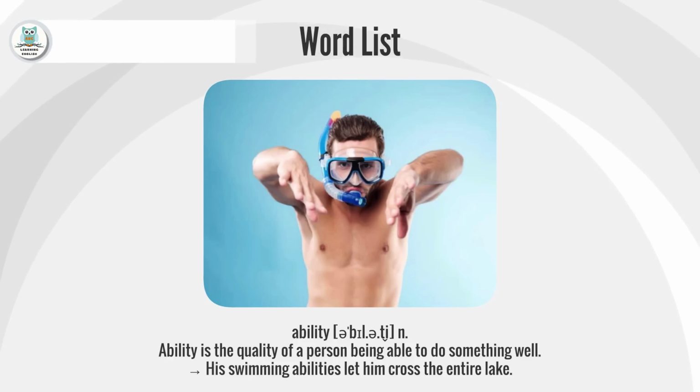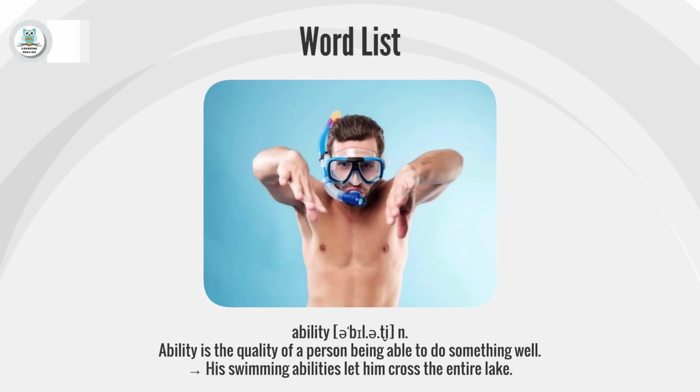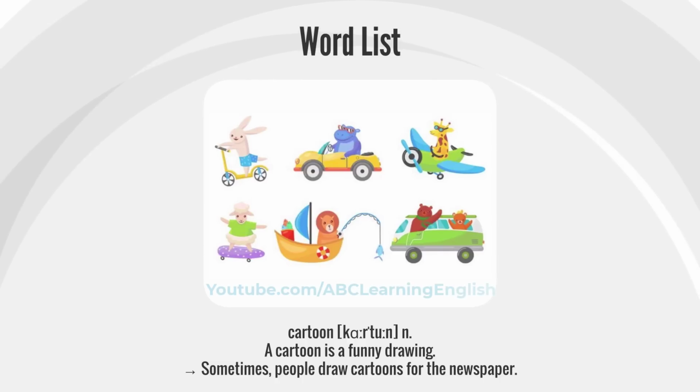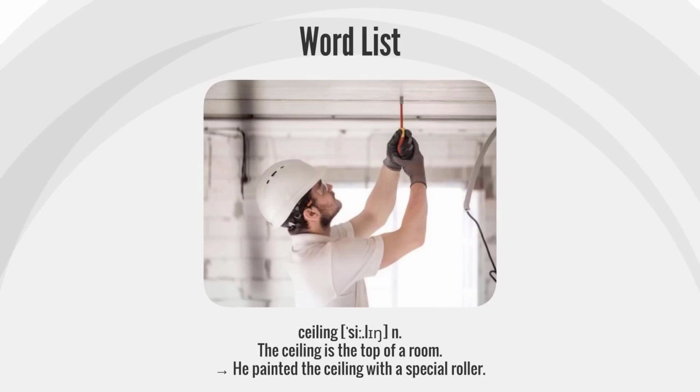Ability. Ability is the quality of a person being able to do something well. His swimming abilities let him cross the entire lake. Agriculture. Agriculture is the growing of food and animals. The farmers studied agriculture in college. Cartoon. A cartoon is a funny drawing. Sometimes people draw cartoons for the newspaper. Ceiling. The ceiling is the top of a room. He painted the ceiling with a special roller.